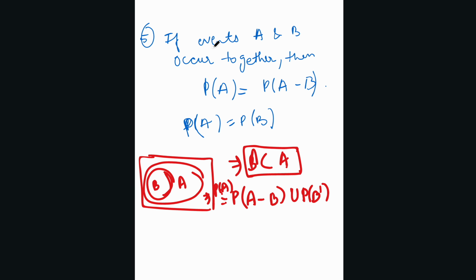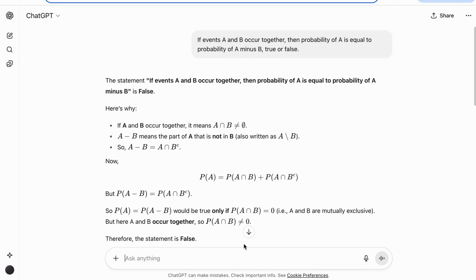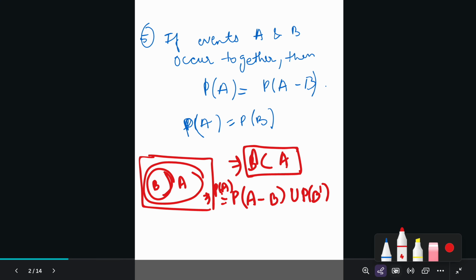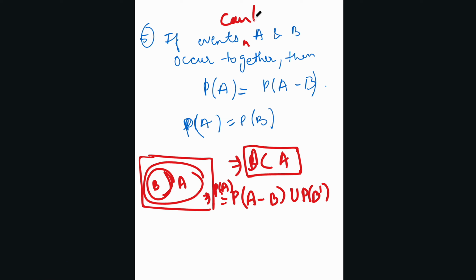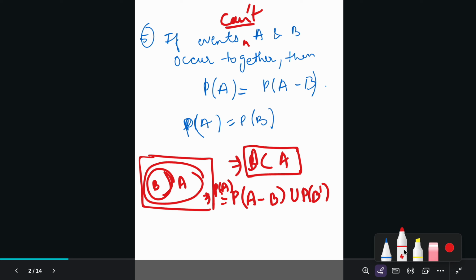Oh wait, okay. It was: if events A and B cannot occur together. My bad. Sorry. So it is: if A and B cannot occur together, then probability of A is equal to probability of A minus B.